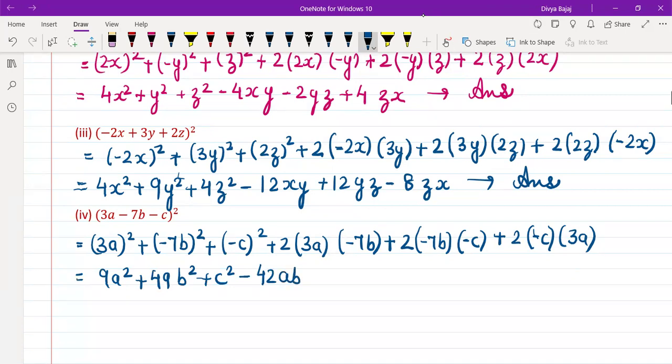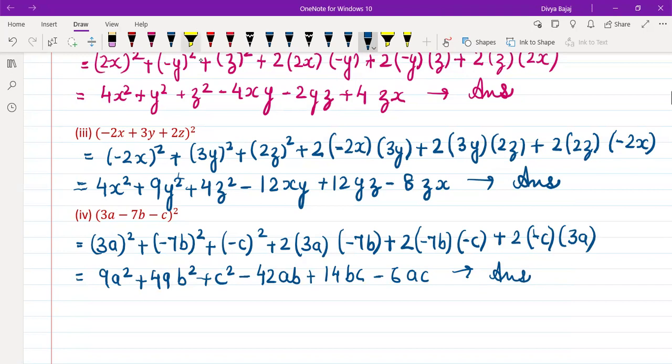Look at the next. 2 sevens are 14. And let's look at the sign also. Plus minus minus minus minus plus. Plus 14bc. Last of this, 2 threes are 6, but it will be minus 6ac. You can write CA also, AC also. Both ways it's right. Why is it minus here? Because plus minus minus. So this is the answer of the fourth part.